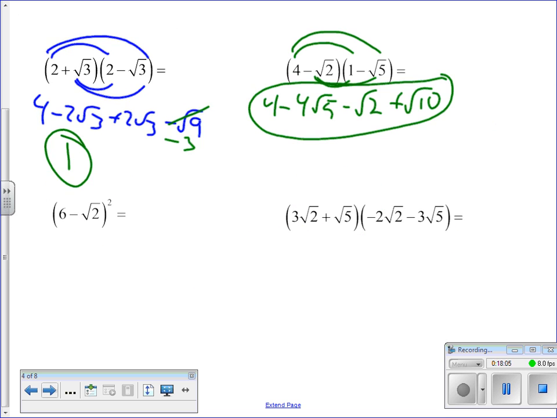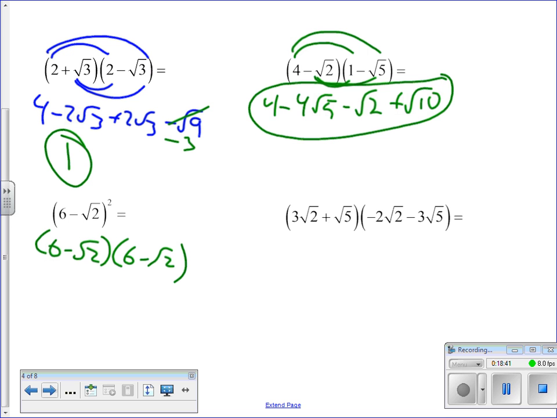Okay. 6 minus root 2 squared. I know many of you would be highly tempted to say, oh, that's 36 minus the square root plus the square root of 4. It's not. Because remember, 6 minus root 2 squared is not this squared minus that squared. You can't distribute squaring across parentheses. What this really is, is 6 minus root 2 times 6 minus root 2.